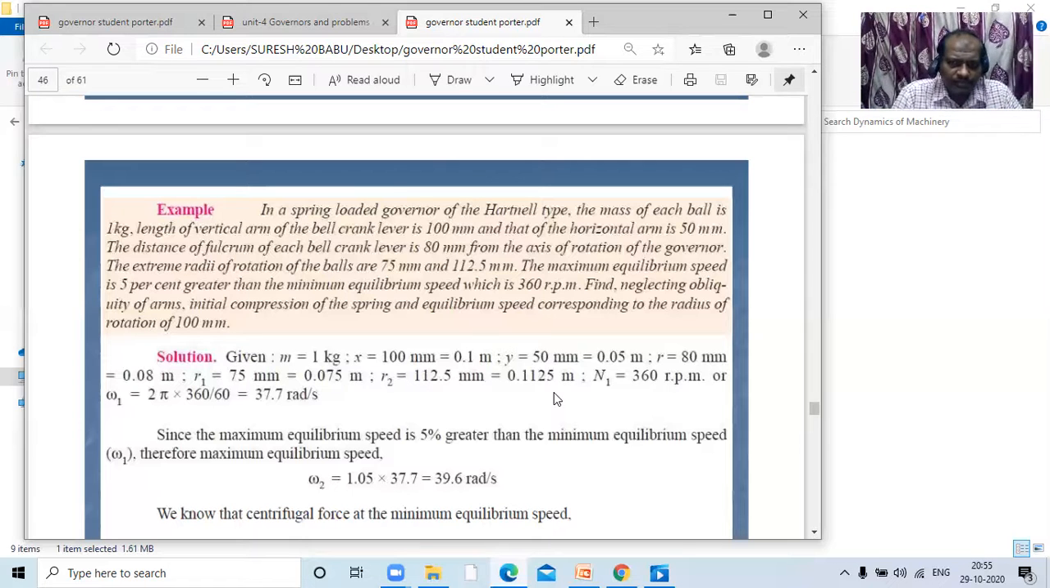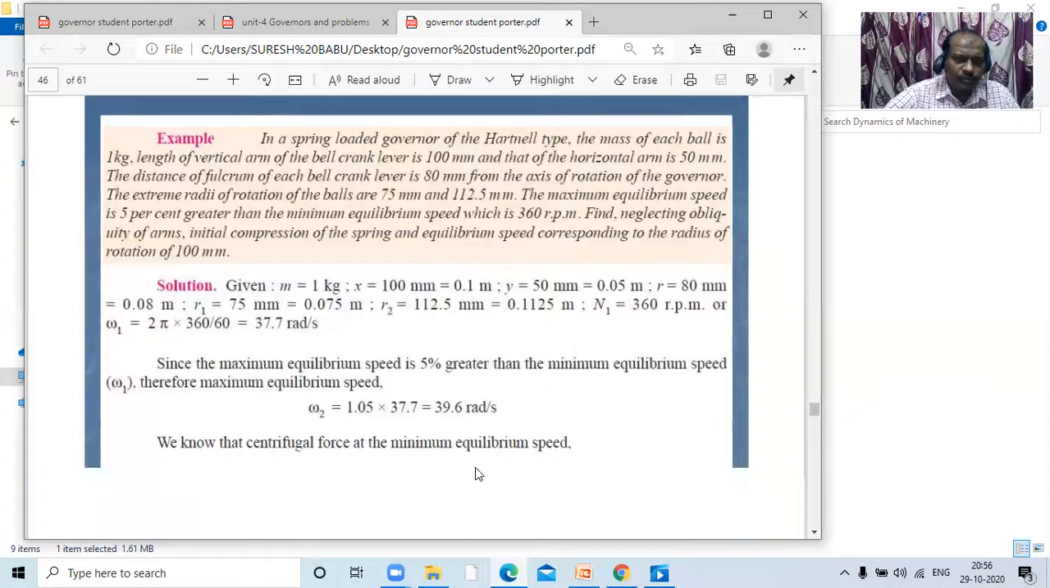N1 is equal to 360 rpm. Then convert that rpm into angular velocity, that is 2 pi N by 60. N value is going to be 360 by 60, that is 37.7 radians per second. Since maximum equilibrium speed is 5% more than the minimum equilibrium speed, W2 is equal to 1.05 into 37.7, that is 39.6 radians per second. So W2 is equal to this value.